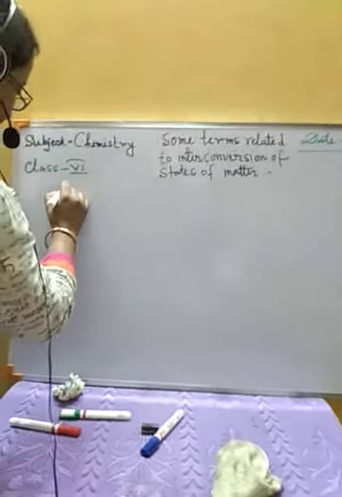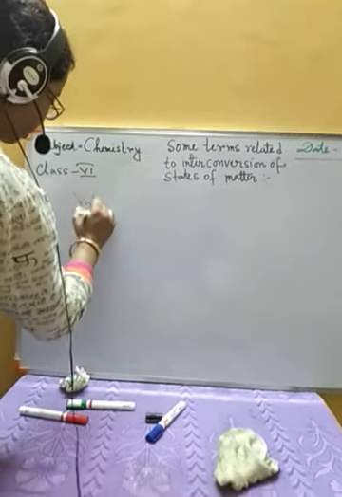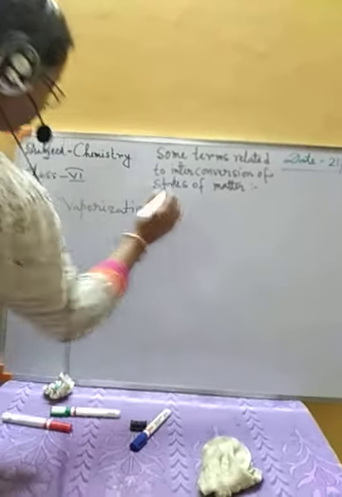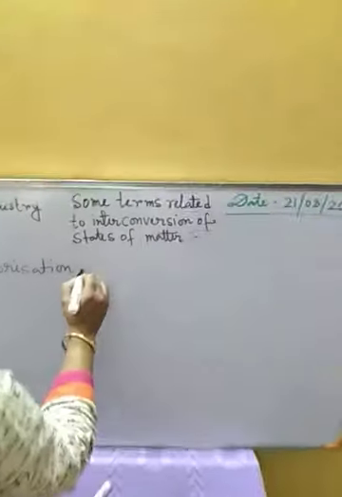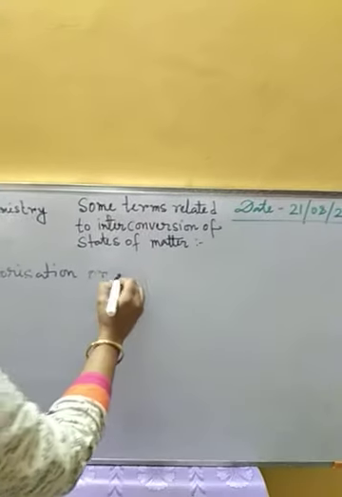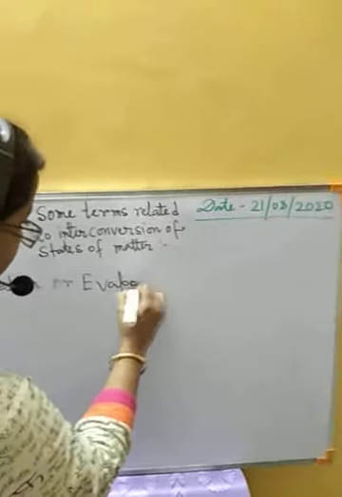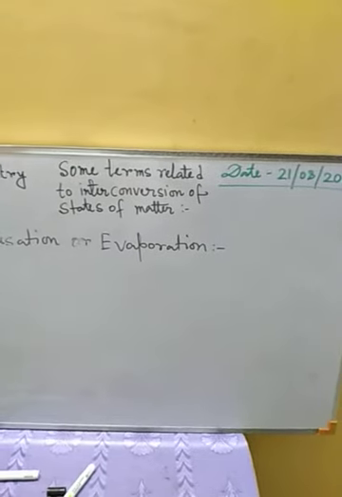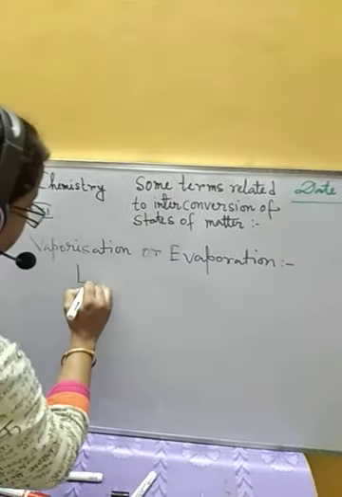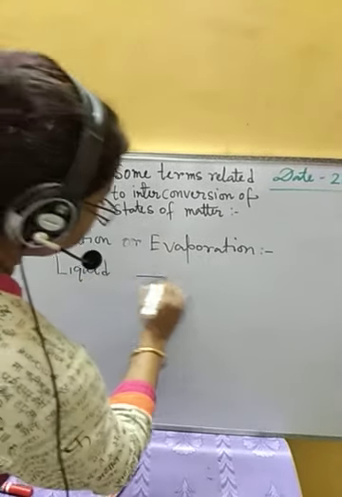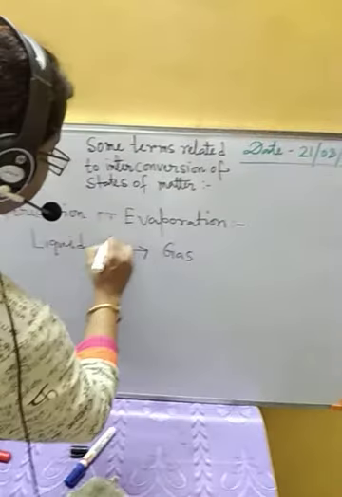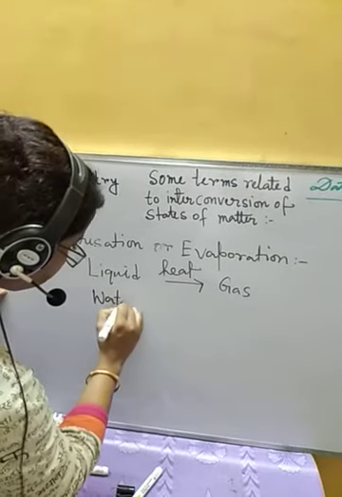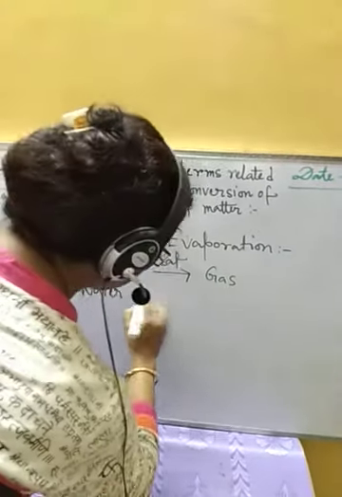Next, we are going to discuss vaporization or evaporation. This is the process where we see the change of liquid state to gaseous state by applying heat. That means if we see the change of state of water, then from water we can get water vapor.